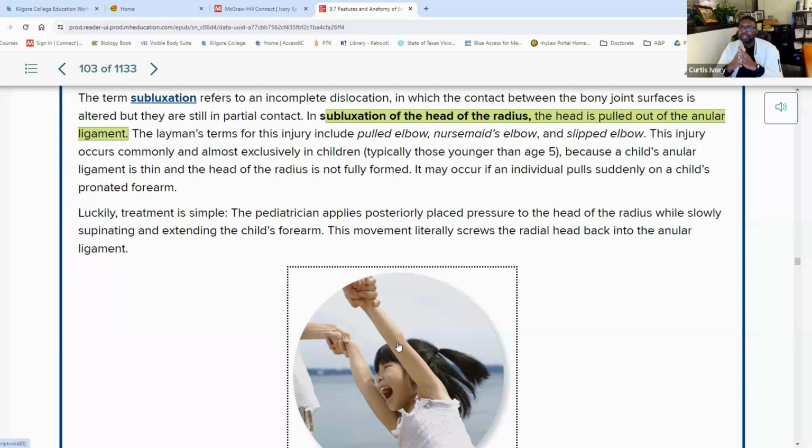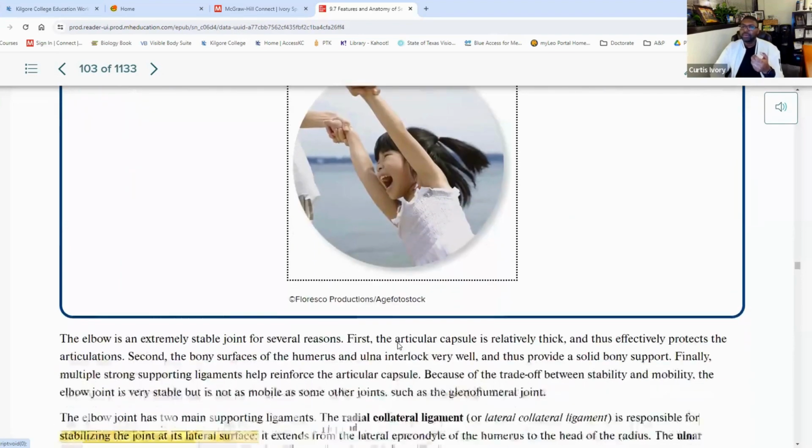Typically, this injury commonly occurs in children, usually younger than 5 years of age. Remember, during that time, our bones aren't completely calcified, or ossified. They're cartilaginous, so they're very flexible, just so that they can grow more. But at the same time, they're flexible, and so if you do too much exertion on them, it could cause them to pop out of place or cause damage.